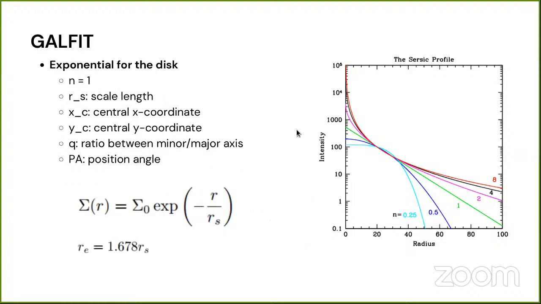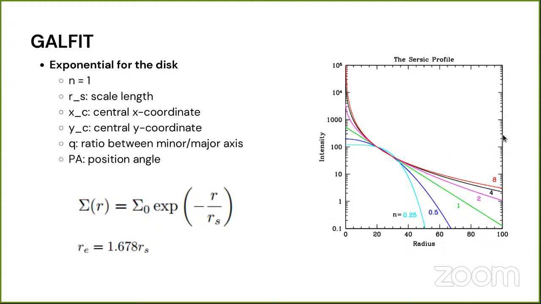And for the disk, I used an exponential profile that is actually a special case of the Sersic profile when n is equal to 1. And it has similar free parameters. The only change is we don't use the half-light radius here. We use a scale length, but it has a relation with the half-light radius.